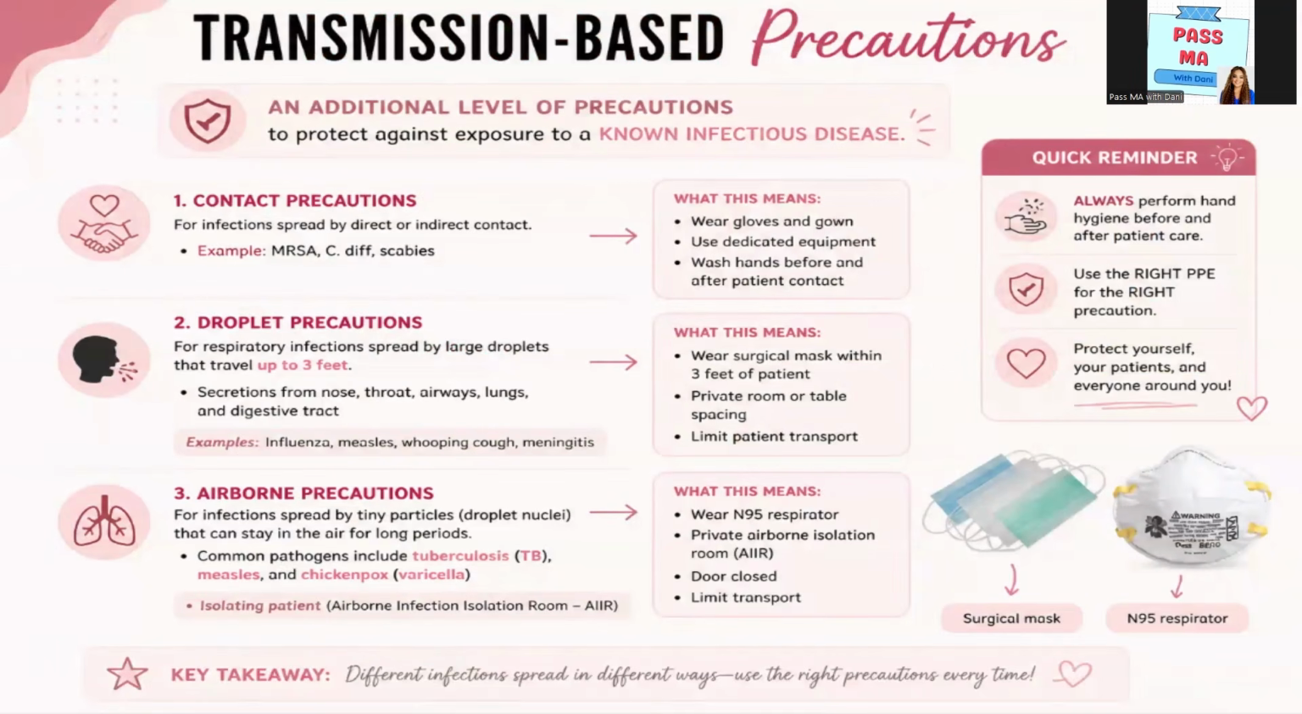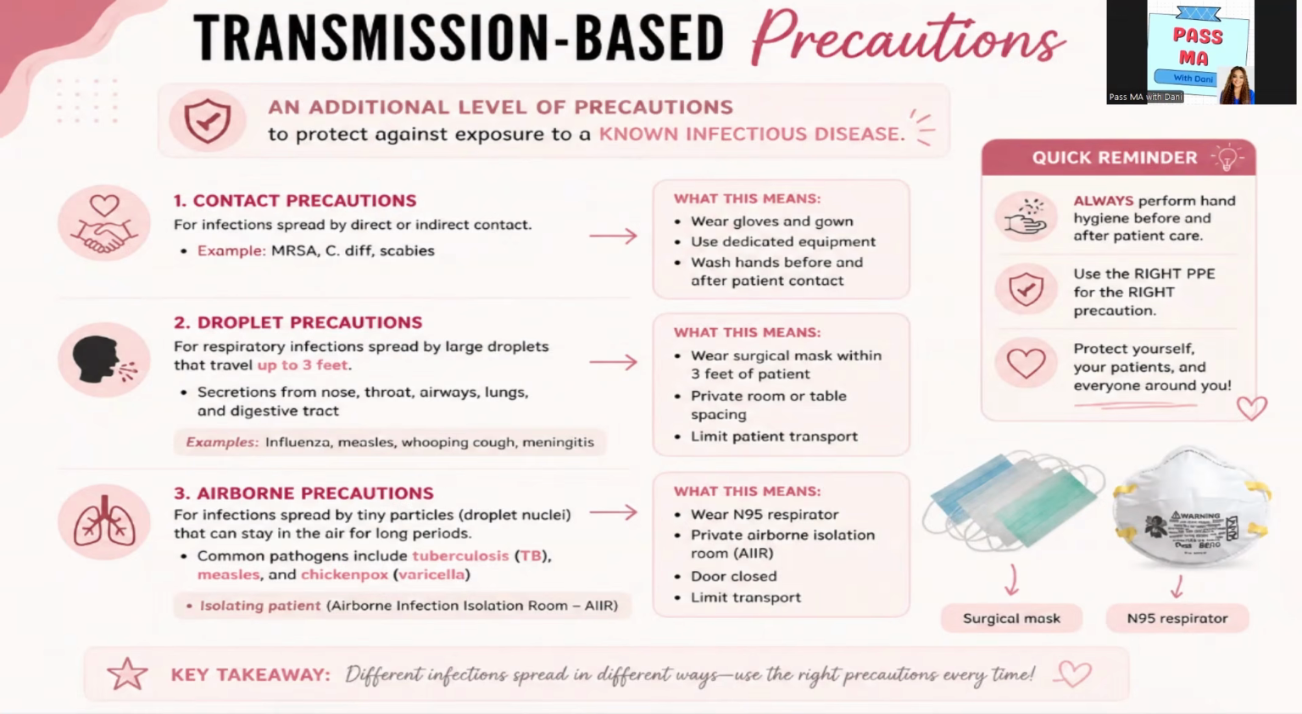So now we're going to level up a bit. We already talked about standard precautions, and that's what we use for every single patient. But now we're going to go ahead and talk about transmission-based precautions, which are an additional level of protection. So these are used when we know or suspect that a patient has an infection or a disease. So this is basically more targeted. There are three main types that you need to know, okay? And you have to know the differences. So let's go ahead and break them down.